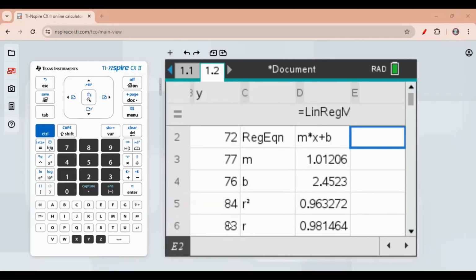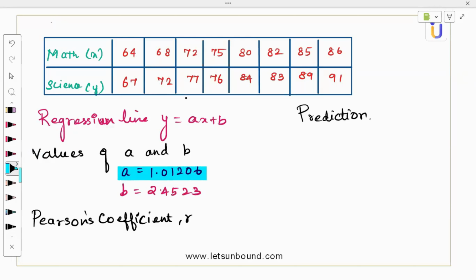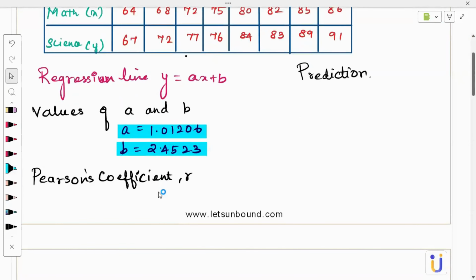Let's switch to the question part now. Right. So the value of a we got, directly copied from that, a is equal to 1.01206. Then the b value we got, that is the m in our calculator, is 2.4523. That's it. The first part is over. Then Pearson coefficient, it's r, not r squared. So we get r, I'm just writing every value. We can approximate to 3 significant figures. That's also fine. So 0.981464. So it's also done.